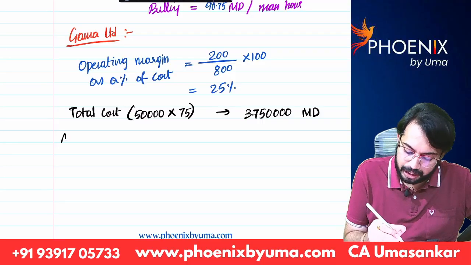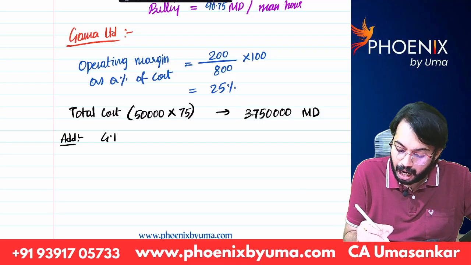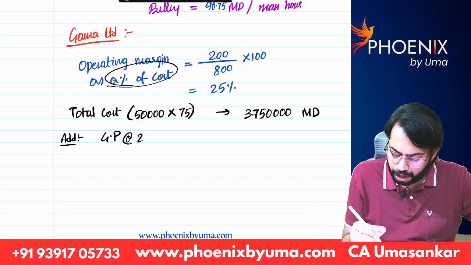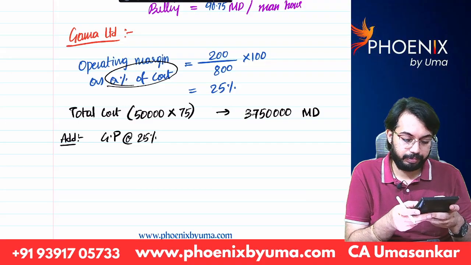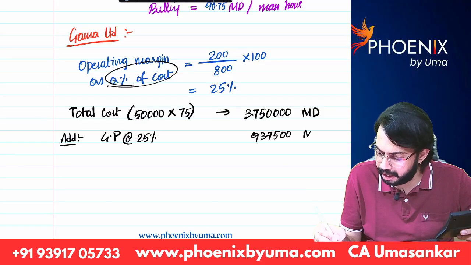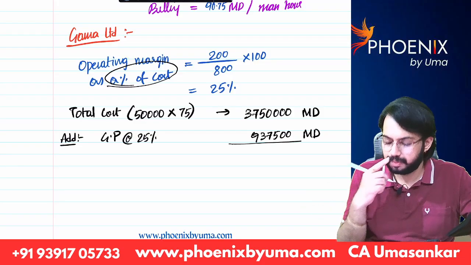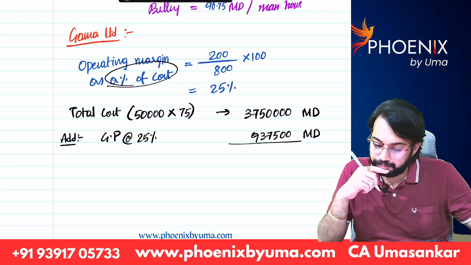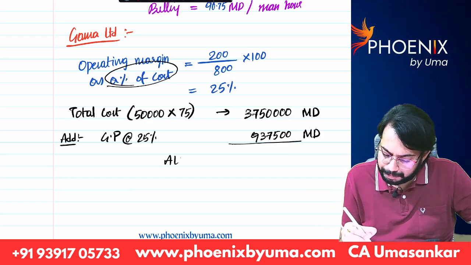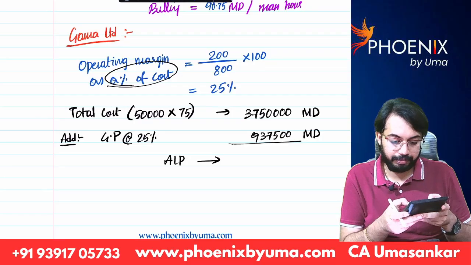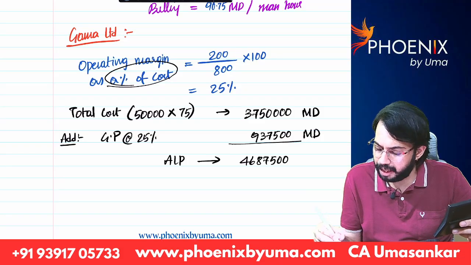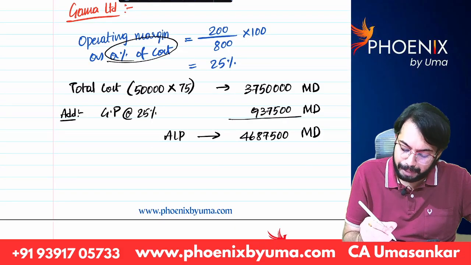Correct. To this we will add GP, gross profit, as a percentage of cost. You can directly apply GP at the rate of 25%, which is 9,37,500 Malaysian dollars. So arm's length price is 46,87,500 Malaysian dollars.